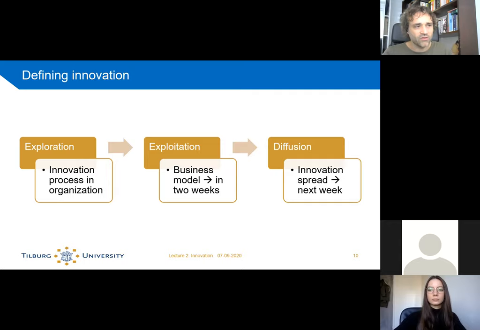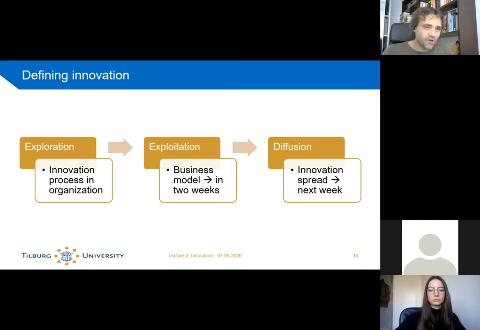Next comes exploitation. You have to think about, okay, how are we going to bring this to market? Again, this is from the perspective of the organization. That's called the business model. So if you have an invention or an innovation in an organization, the next thing you have to think about is, okay, it only becomes an innovation if we can make money with it or if people start using it. And that's thinking about the business model. We do that in two weeks.